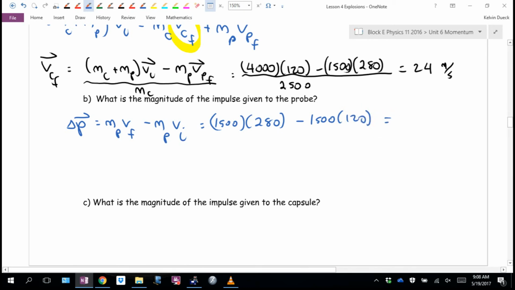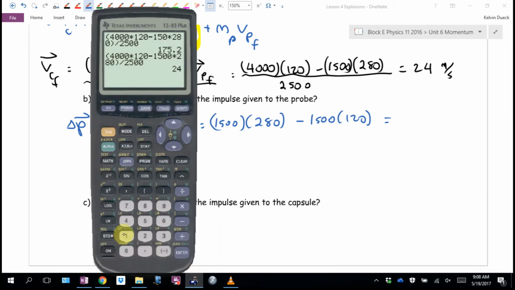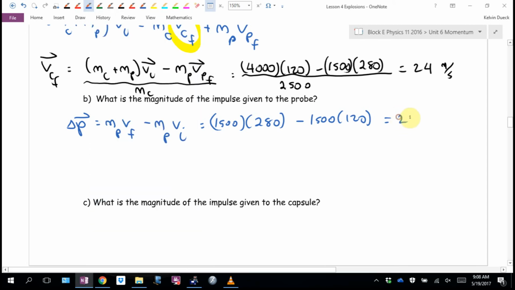What was the magnitude of the impulse given to the probe? You get 402,000? No? Oh, I'm off again. I missed a zero again. Good gosh. I'm in a slump here. You get 240,000? Yes? Kilogram meters per second. Direction. Oh, you know what? It just said magnitude, so it doesn't care about direction. Forwards, I guess, or it gained.